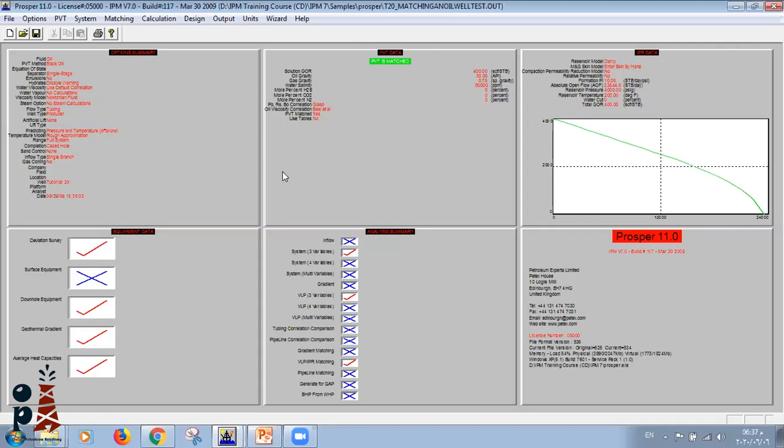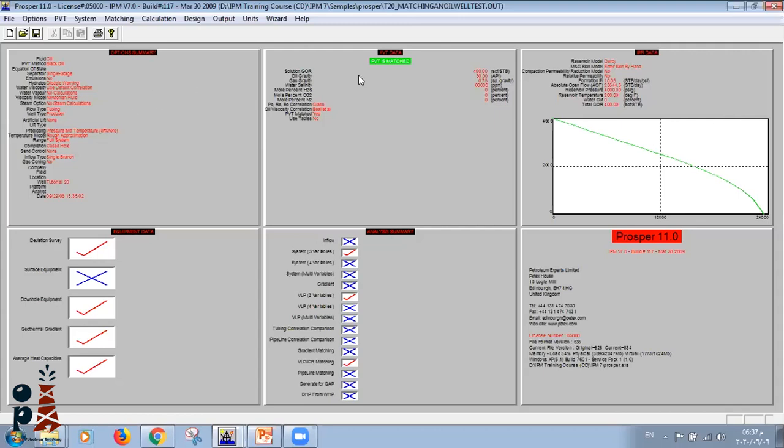The most known programs are Prosper, which is under the Petroleum Experts company, and there is PipeSim. And as we will see now, it has an easier interface. It has a lot of data inside, like a casing database, a tubing database, an artificial lift database, and it can do sensitivity very easily.